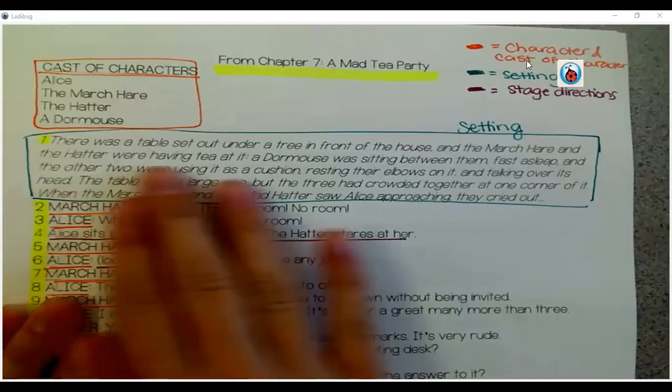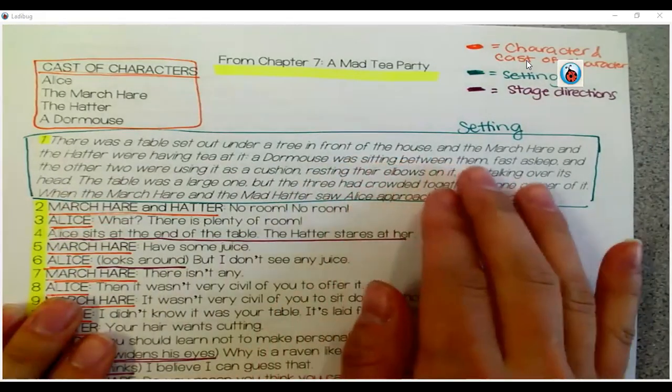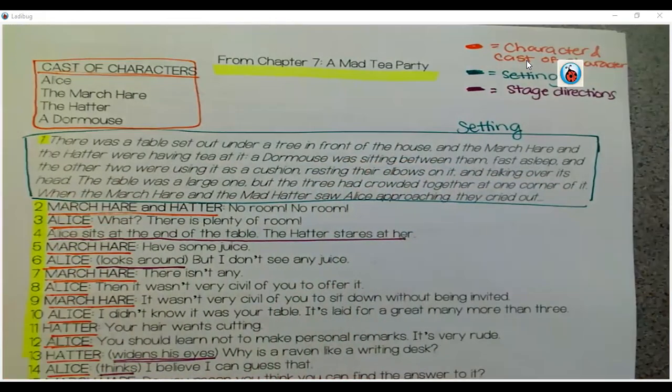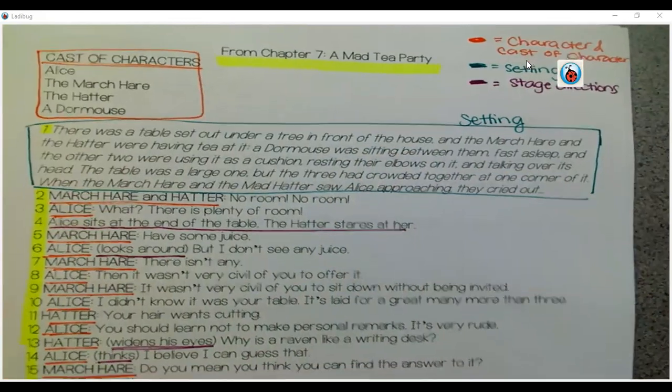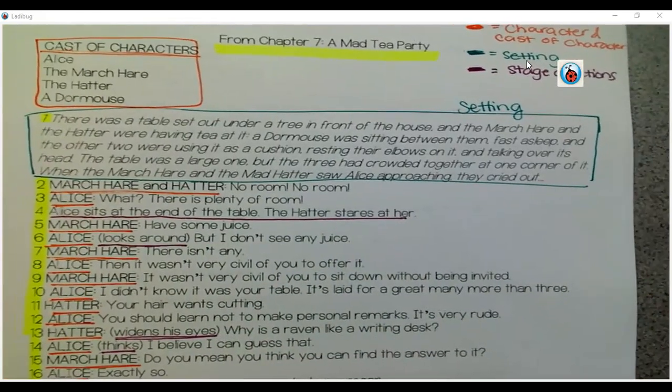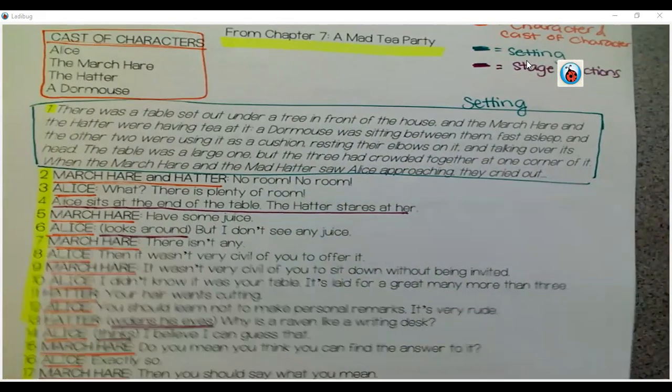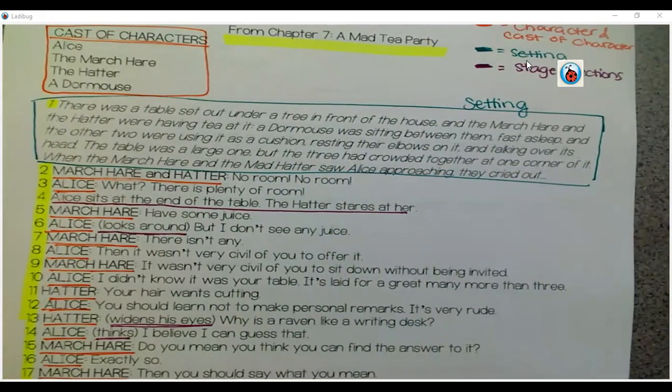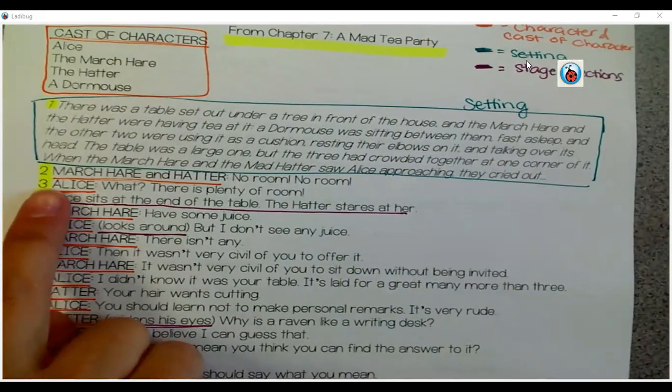So this sets the scene for us. It tells us what the scene looks like, and if actors are going to act this out, it tells them not only where they should be on the stage, but what's going on, just kind of building that background.